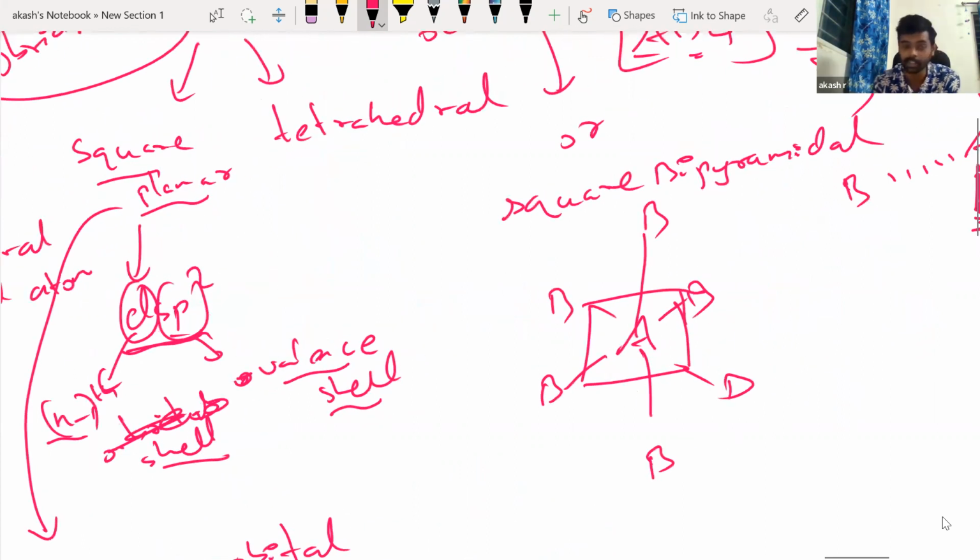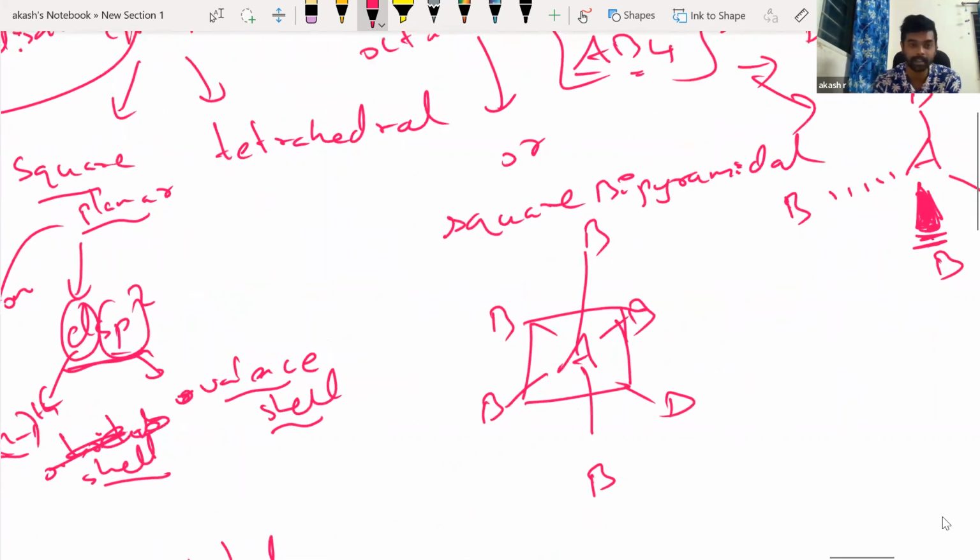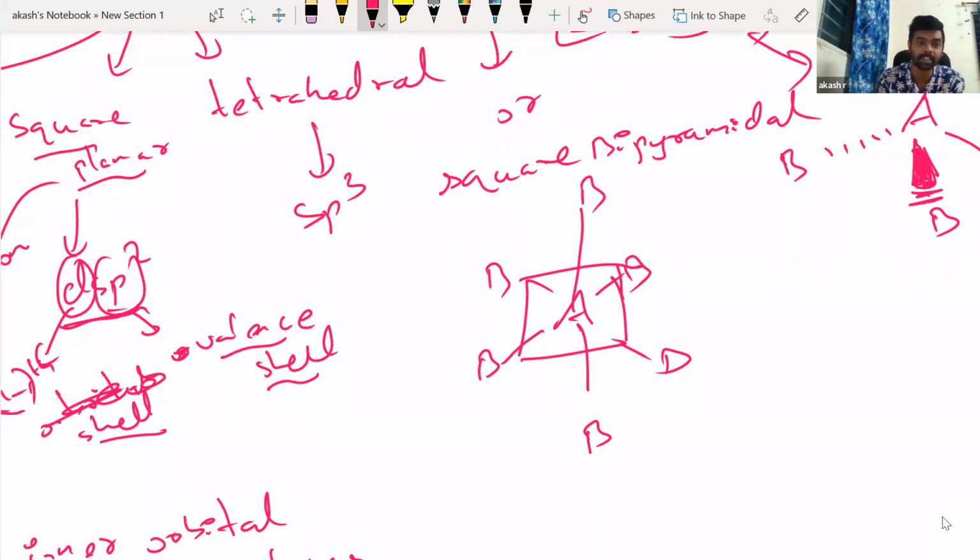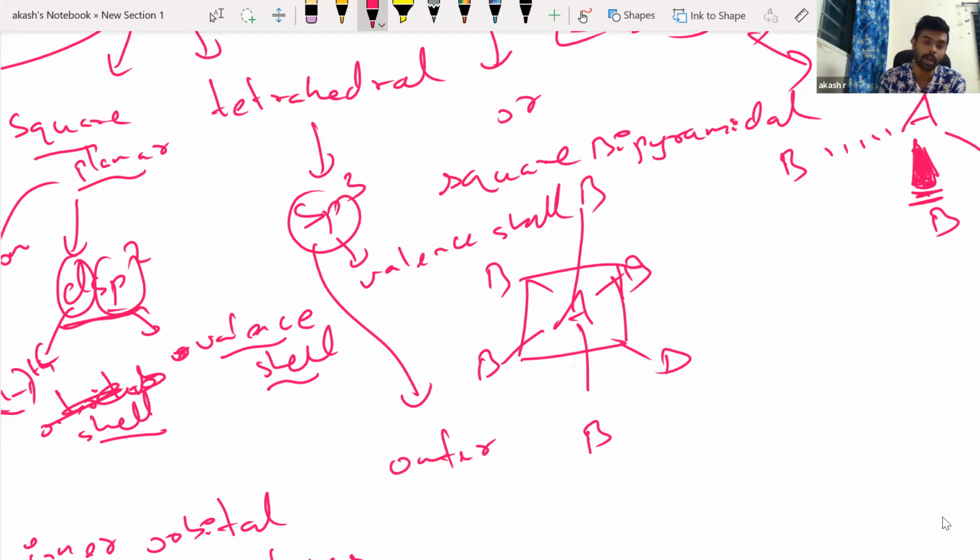You have already seen in your chemical bonding that it is sp3, right? And both this s and p will come from the valence shell, no doubt about it. Since we are using only the valence shell, they can be called as what? They can be called outer orbital complexes.